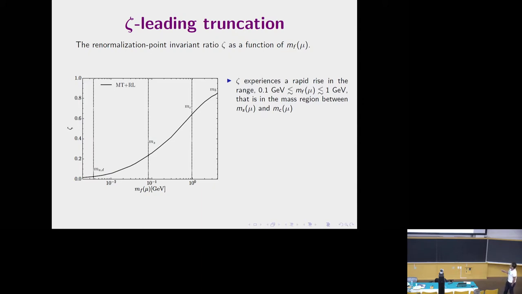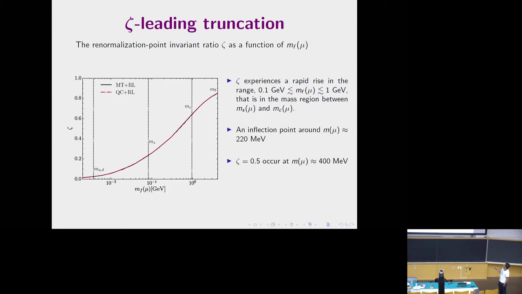Okay, this plot here is an illustration of the evolution of the renormalization point invariant ratio as a function of the renormalized quark mass. And from this, we observe that this ratio experiences a rapid rise in the mass region between the strange and the charm. Another thing is that an inflection point is around 220, followed by an inflection point around this value. And this value of 0.5, which means equal contribution of dynamical chiral symmetry breaking and explicit chiral symmetry breaking, occurs at this value.